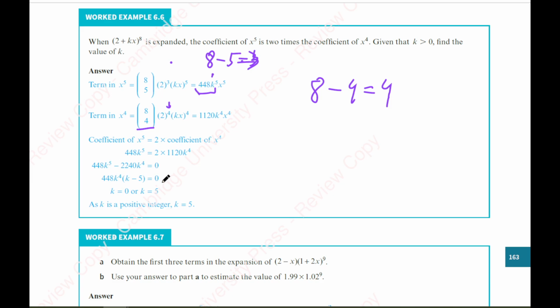And then you have the equation. You can open that like that. So here you have k minus 5, k to the power of 4. k can be 0 and k can be 5. But of course, 0 doesn't go because it should be a positive integer. So k = 5 is the only solution.